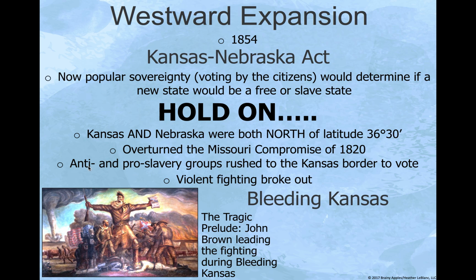So what would happen? Anti- and pro-slavery groups rushed to the Kansas border to vote. People from out of state rushed to that state to vote because you have to be in that state to vote for a law for that state, right? So people who were for slavery and against slavery, people from both groups, rushed to the Kansas border to vote.